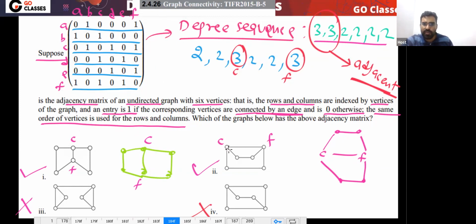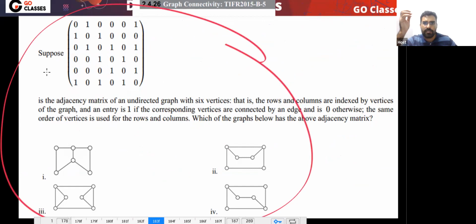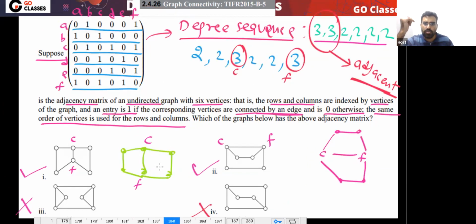And because they are isomorphic and the labels are not given, please understand, there is no labeling. Labels are not given. So they are isomorphic, 1 and 2. So I can say 1 and 2 are isomorphic, so both will be the answer. Okay, 1 and 2, both will be the answer.